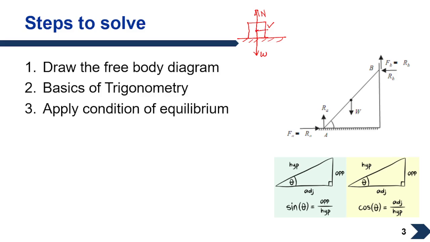Now suppose we have a force P which is pulling the block, and if the surface is rough, then we'll have a frictional force which will always act opposite to the direction of motion. So this is a general free body diagram. If this surface is smooth, then you will not have any friction, so you will only have these three reactions. This is the general free body diagram for a block sum.